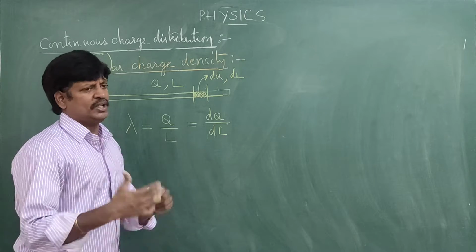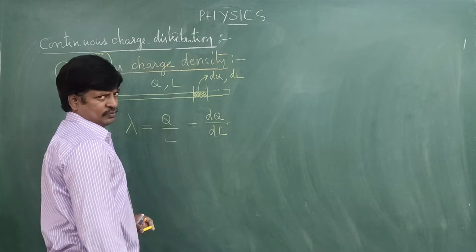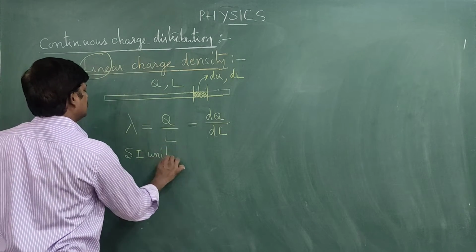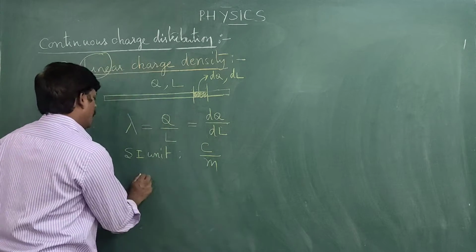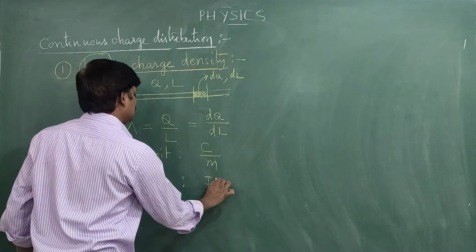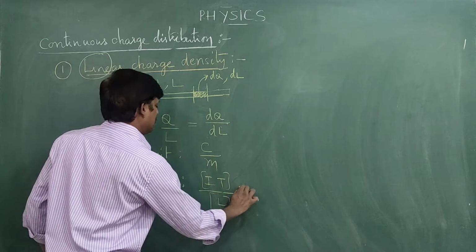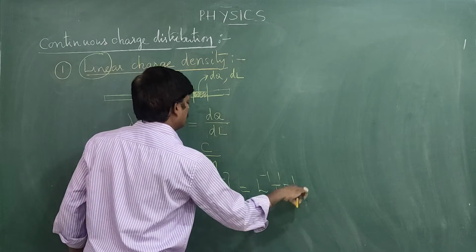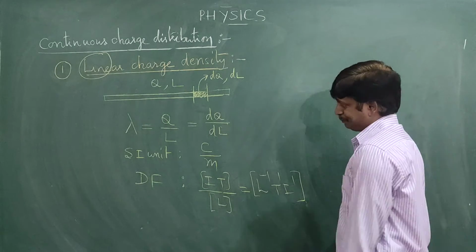If it is non-uniform, it will be slightly different. It might be a function of length. Then, what is the SI unit of this linear charge density? Charge unit, coulomb. Length unit, meter. What's the dimensional formula? Charge, IT. Meter, length, L. That means we are going to have L power minus 1, T power 1, I power 1. And this is the dimension formula for linear charge density.